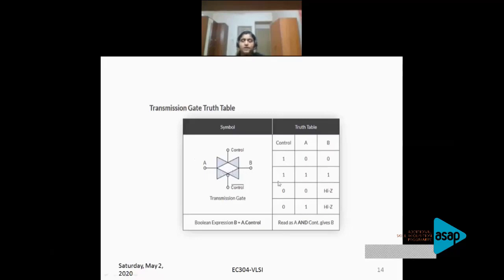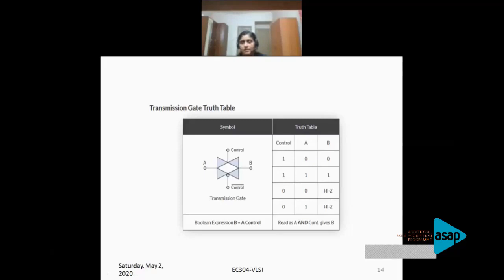Okay. Now what will happen when your control value is 0? Control value 0 means to the gate of the NMOS you're giving a 0, and to the gate of the PMOS you're giving a 1. So both the transistors are off, so there is no connection between the input and the output. No matter what you give as input, whether 0 or 1, your output will always remain in a high impedance state. That is what your truth table of transmission gate is. I hope that explains it.